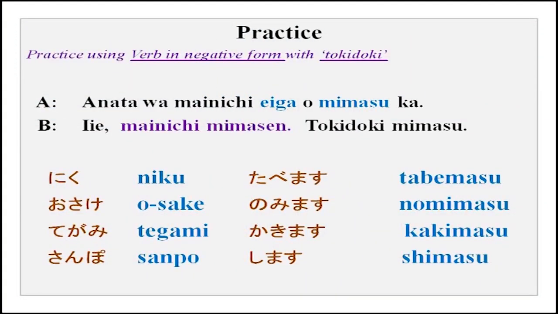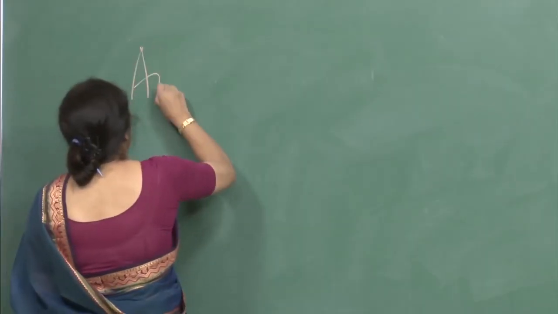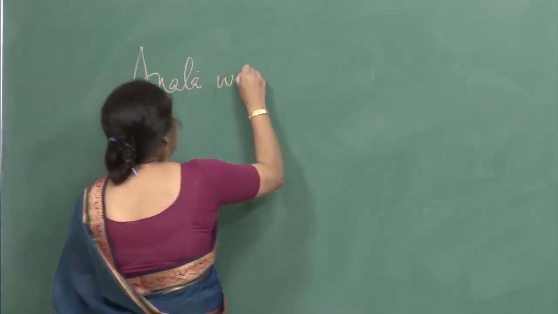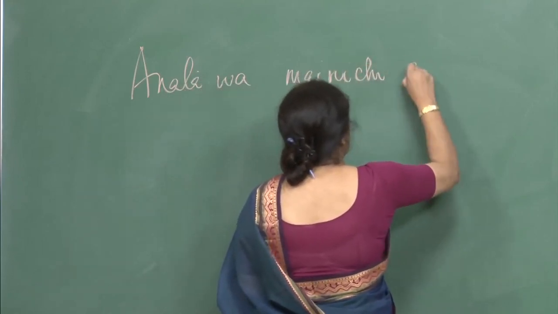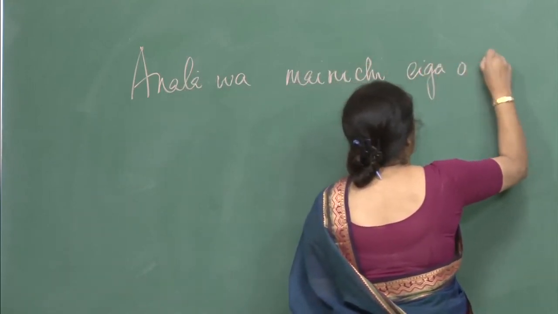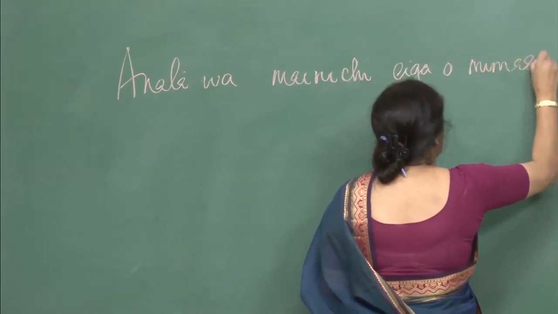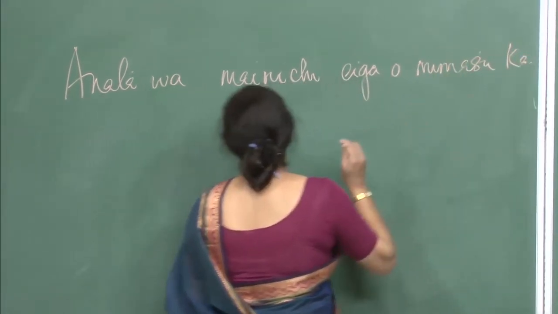Over here, we will practice negative form of the verb with tokidoki. So, anata wa mainichi eiga o mimasu ka? Iie, mainichi mimasen, tokidoki mimasu. So, well, anata wa mainichi eiga o mimasu ka?